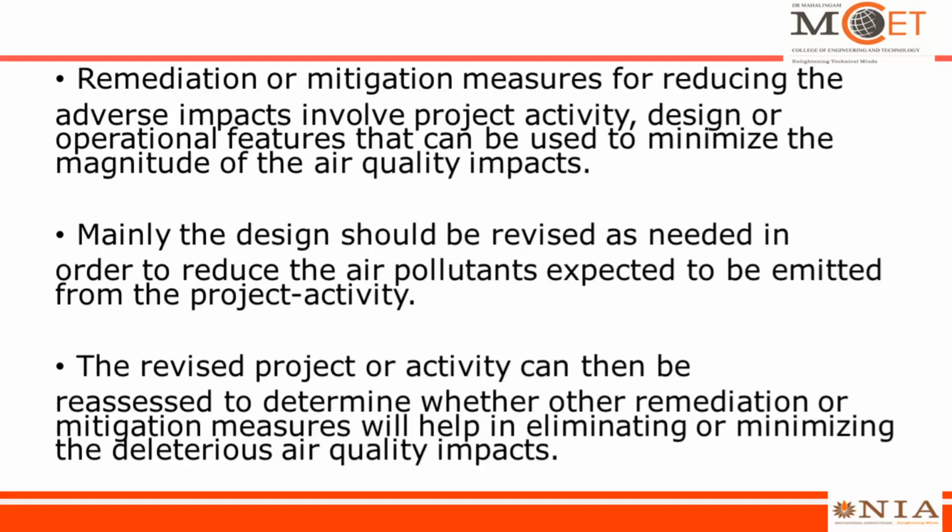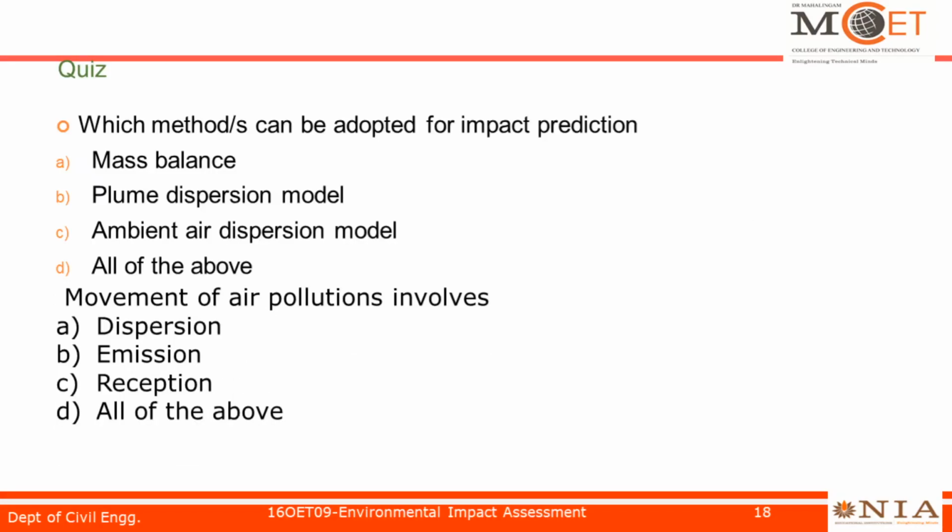Mainly, the design should be revised as needed in order to reduce the air pollutants expected to be emitted from the project activity. The revised project or activity can then be reassessed to determine whether other remediation or mitigation measures will help in eliminating or minimizing the deleterious air quality impacts. So here what they are saying is that we need to come up with some mitigation plans so as to reduce the impact on the environment, right? So we need to maybe revise the design in order to reduce the pollutants that are being emitted from the particular activity.